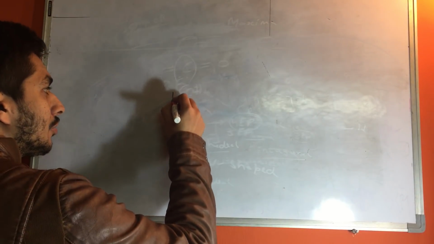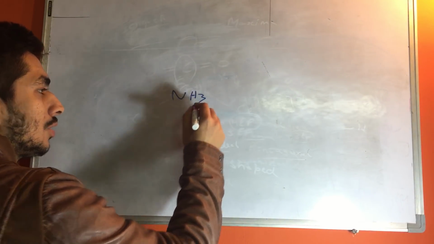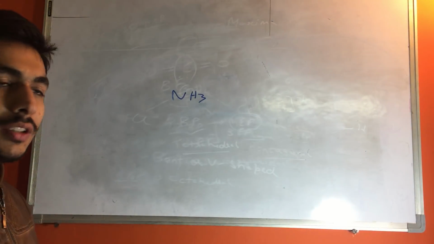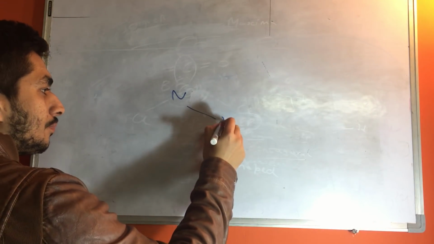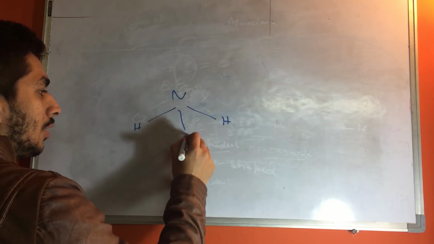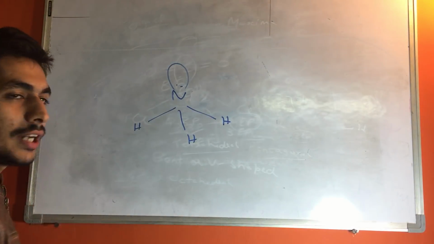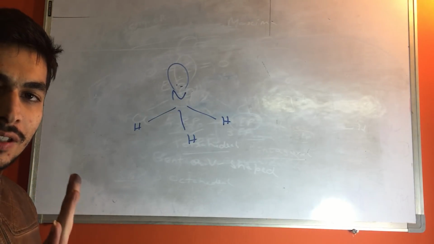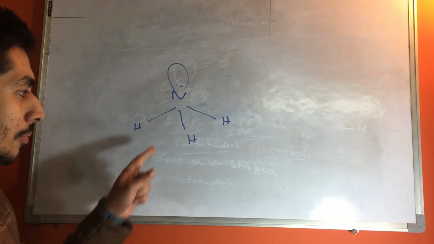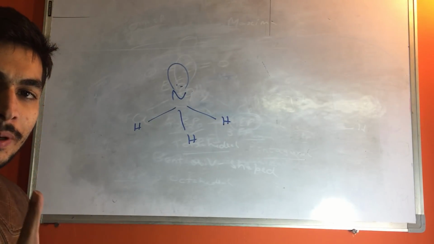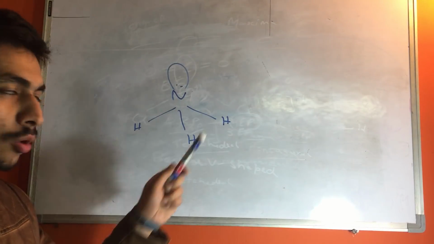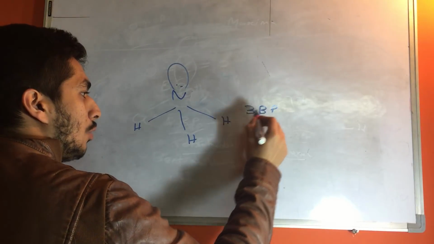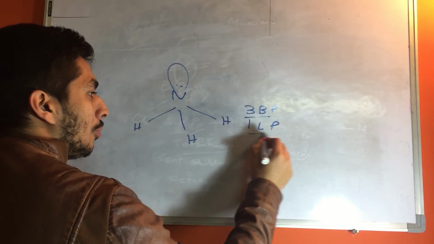Now in ammonia, we have NH3. Now nitrogen has how many valence electrons? 5 valence electrons. 3 of the electrons are participating in bonding with the hydrogen. So if I draw NH3, 3 of the electrons are participating in bonding with the hydrogen. But what about the rest of the 2 electrons? It has 5 valence electrons, like I just said, and 3 are participating in bonding. So that means there's one lone pair. So we have 3 bond pairs and 1 lone pair.